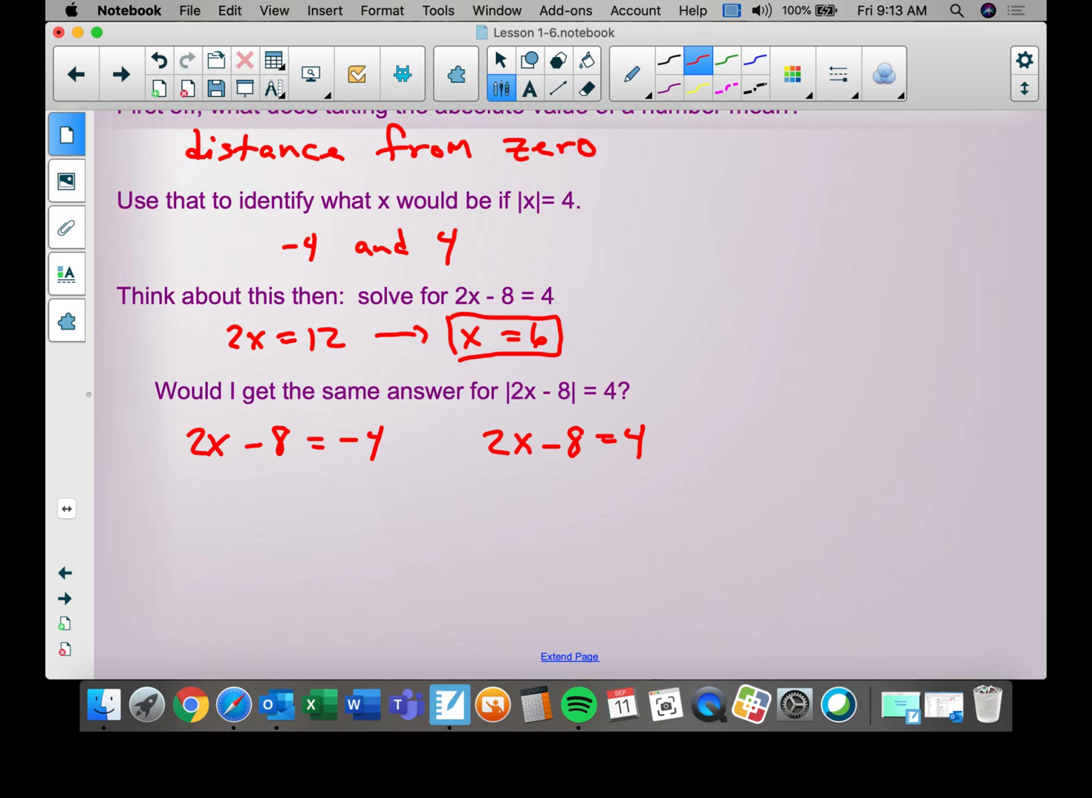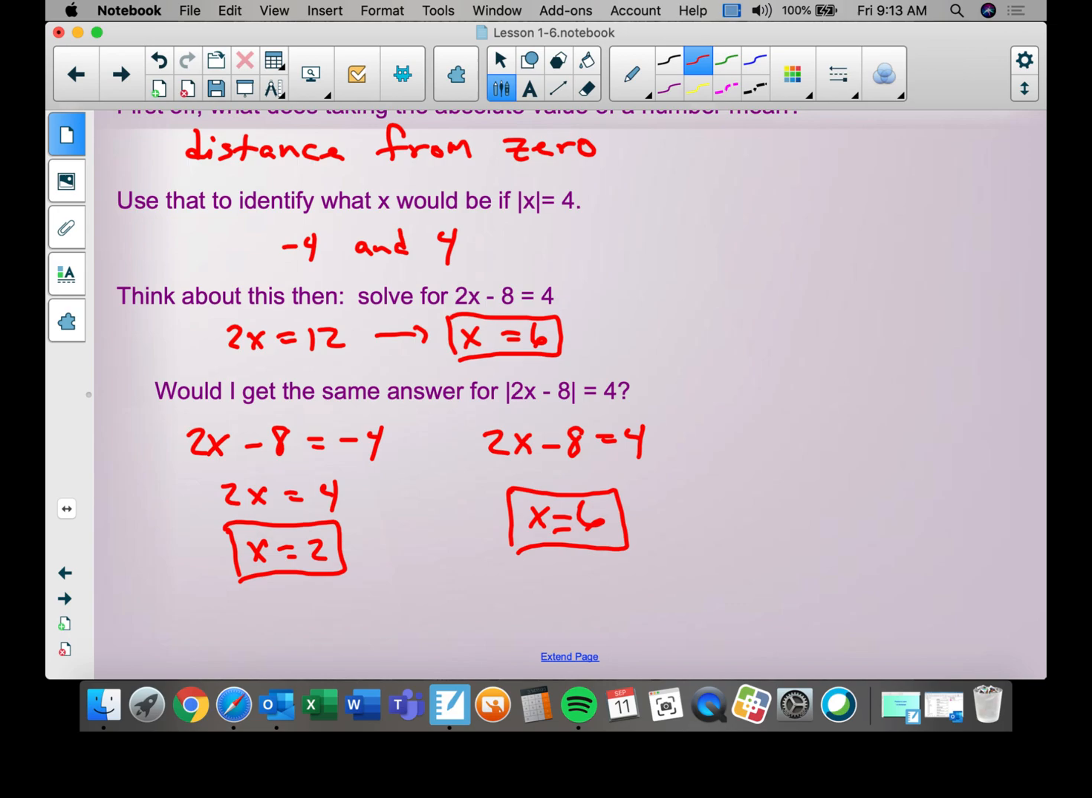If we take a look on the left-hand side here, I'll add the 8 over. We end up with 2x equal to 4, divide both sides by 2, and I find out that x equals 2. On the right-hand side, it happens to be the exact same problem as what we had from up above. So rather than resolve this, we already did it here. So in this case, I end up with two possible answers, x equals 6 or x equals 2. Those are the two possible answers that you could have ended up with.